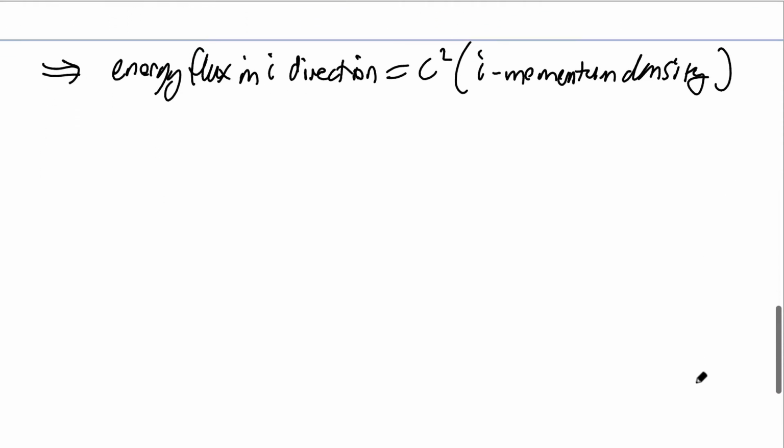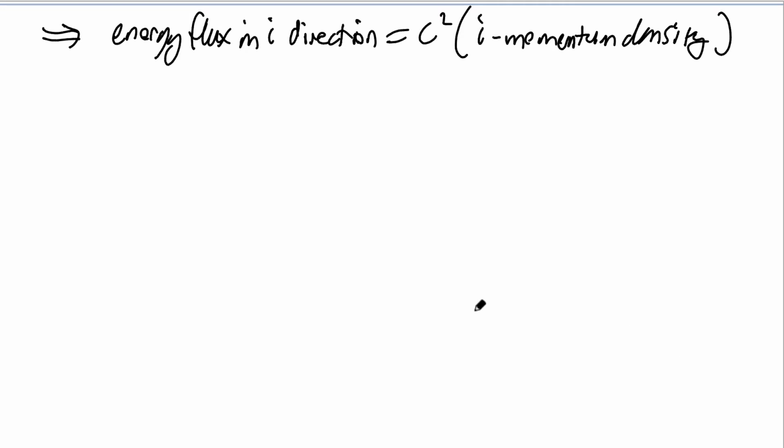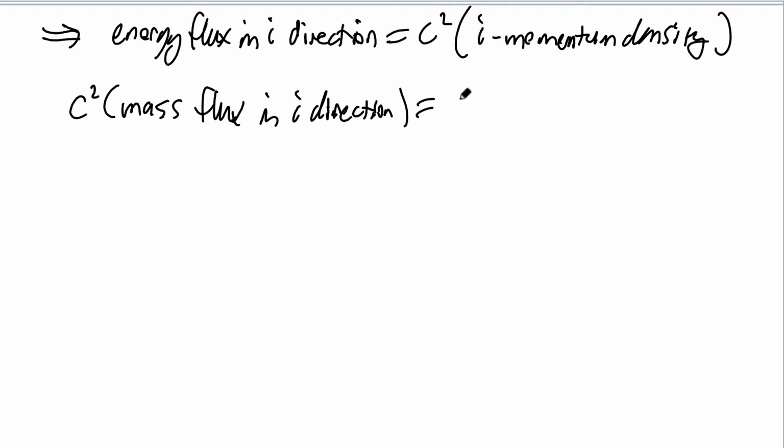So how do we understand this result? Well, first of all, remember in relativity, energy and mass are physically the same thing. When we say E equals mc squared, the c squared is just there to change units from, say, kilograms to joules. So physically, this is the same thing as saying c squared times a mass flux in the i direction is equal to c squared times the ith component of momentum density. And of course, the c squareds cancel.